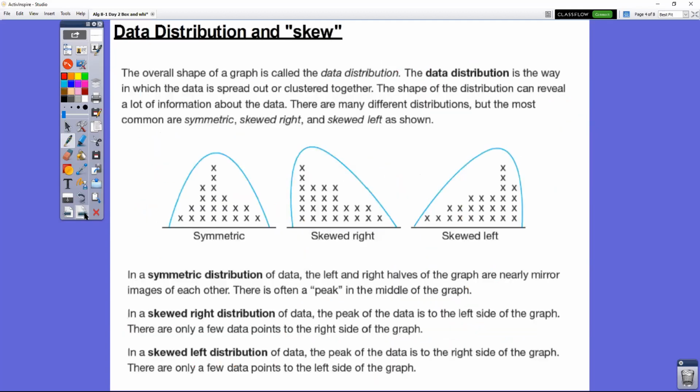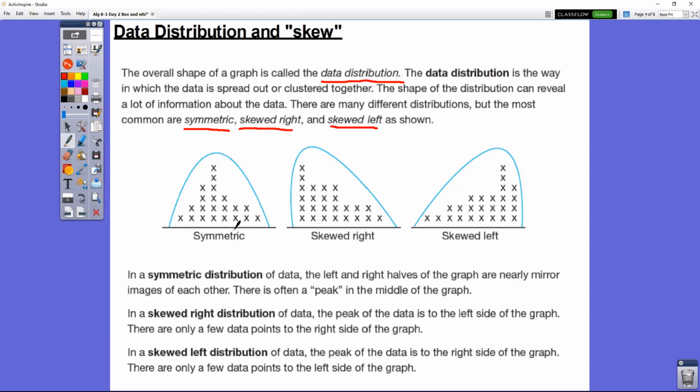So now let's take a look at something that is totally different. What we're talking about here is something called skew. All right, these are our dot plots from the other day. The overall shape is called the data distribution. The data distribution is the way that the data is spread out or clustered together. The shape of the distribution can reveal a lot about the information of the data, but most common, we're looking for these 3 vocabulary words: symmetric, skewed left, and skewed right.